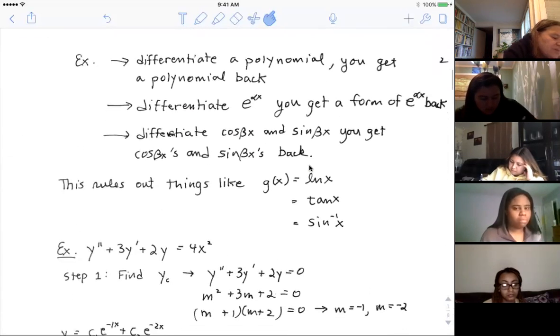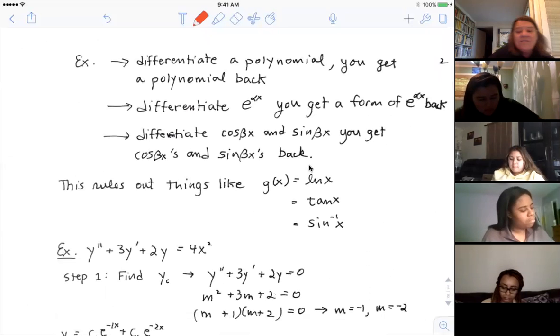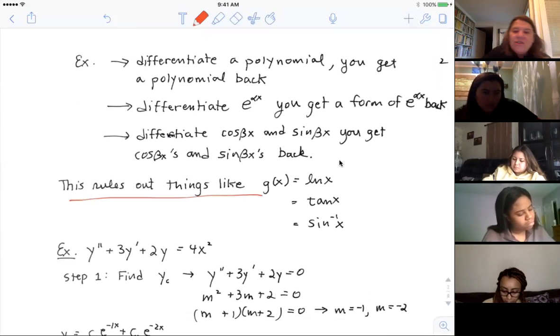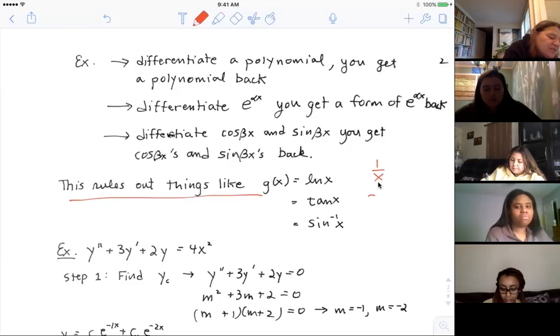So if we differentiate a polynomial, we get one back and that sort of thing. Now, here are the things that it won't work on, and you won't see these in this section because they're ruled out for this method. If I differentiate the log of x, I don't get another log x. I get 1 over x. So it didn't come back to me as more log x's. If I differentiate tangent, I get secant squared of x. It didn't come back to me as tangents.